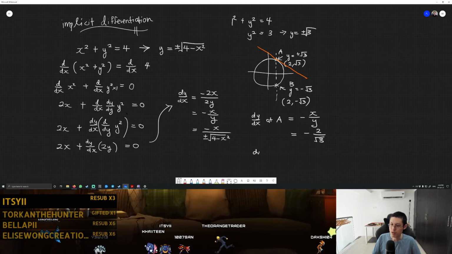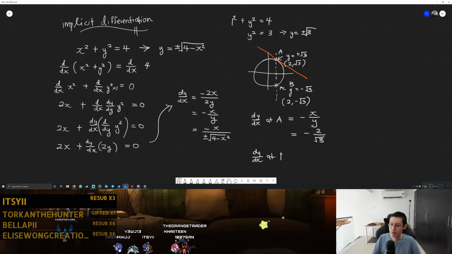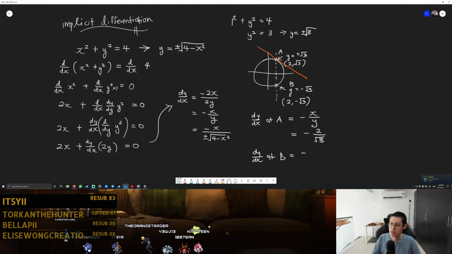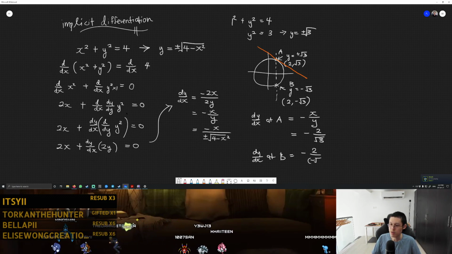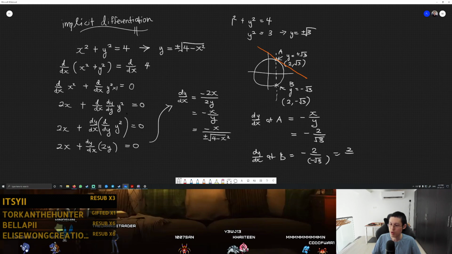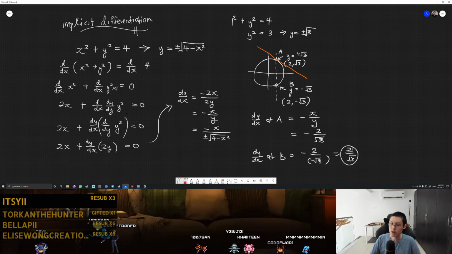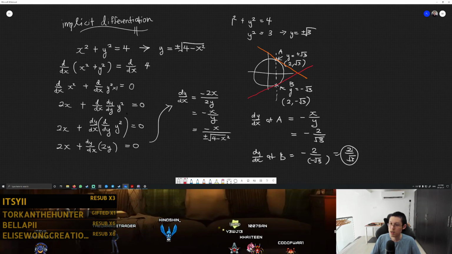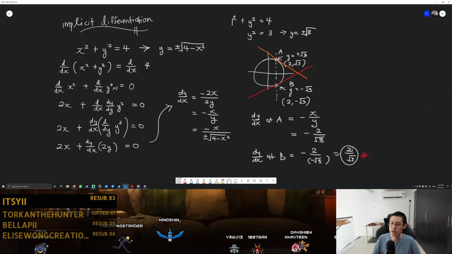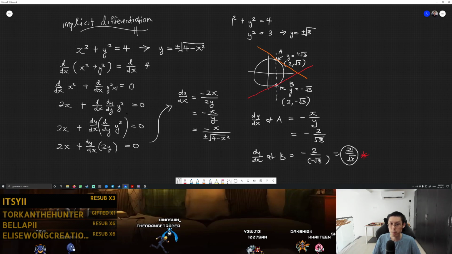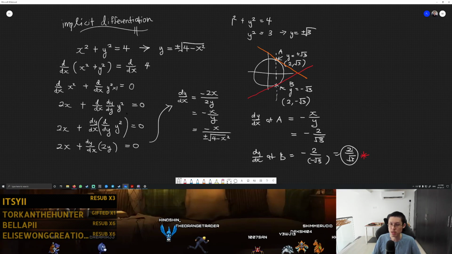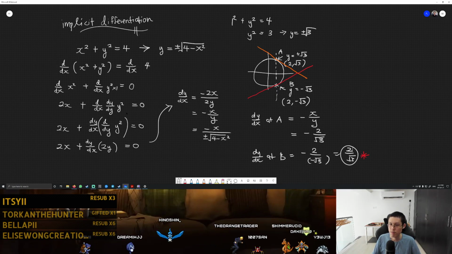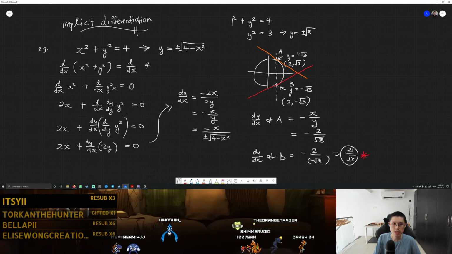However, if I want to find the gradient at B, I would put in negative 1 over negative root 3, which gives us 1 over root 3, and you can see this is a positive number. So if I were to draw a tangent over here, the gradient of the tangent would be positive, which is what we expect to get. So that is implicit differentiation. Okay, so that is the simplest example.